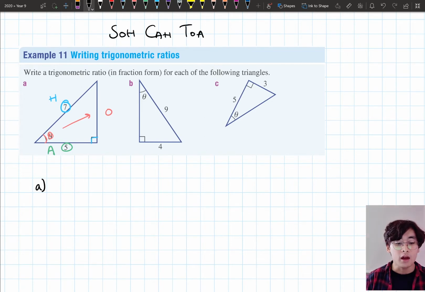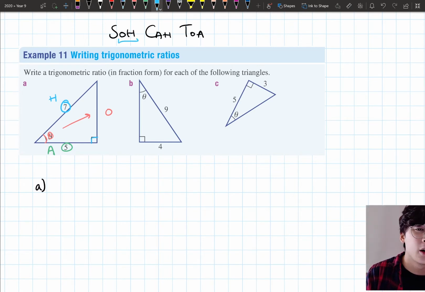Now, let's have a look at this triangle and what two sides we have. I only have the adjacent and the hypotenuse. So I can look at my acronym and go, okay, which trig ratio has adjacent and hypotenuse in it? Is it sine? No, because sine has opposite and hypotenuse, so it's not going to be sine. Is it tan? Well, I have the adjacent side, but I don't have the opposite side, so it's not going to be tan either.